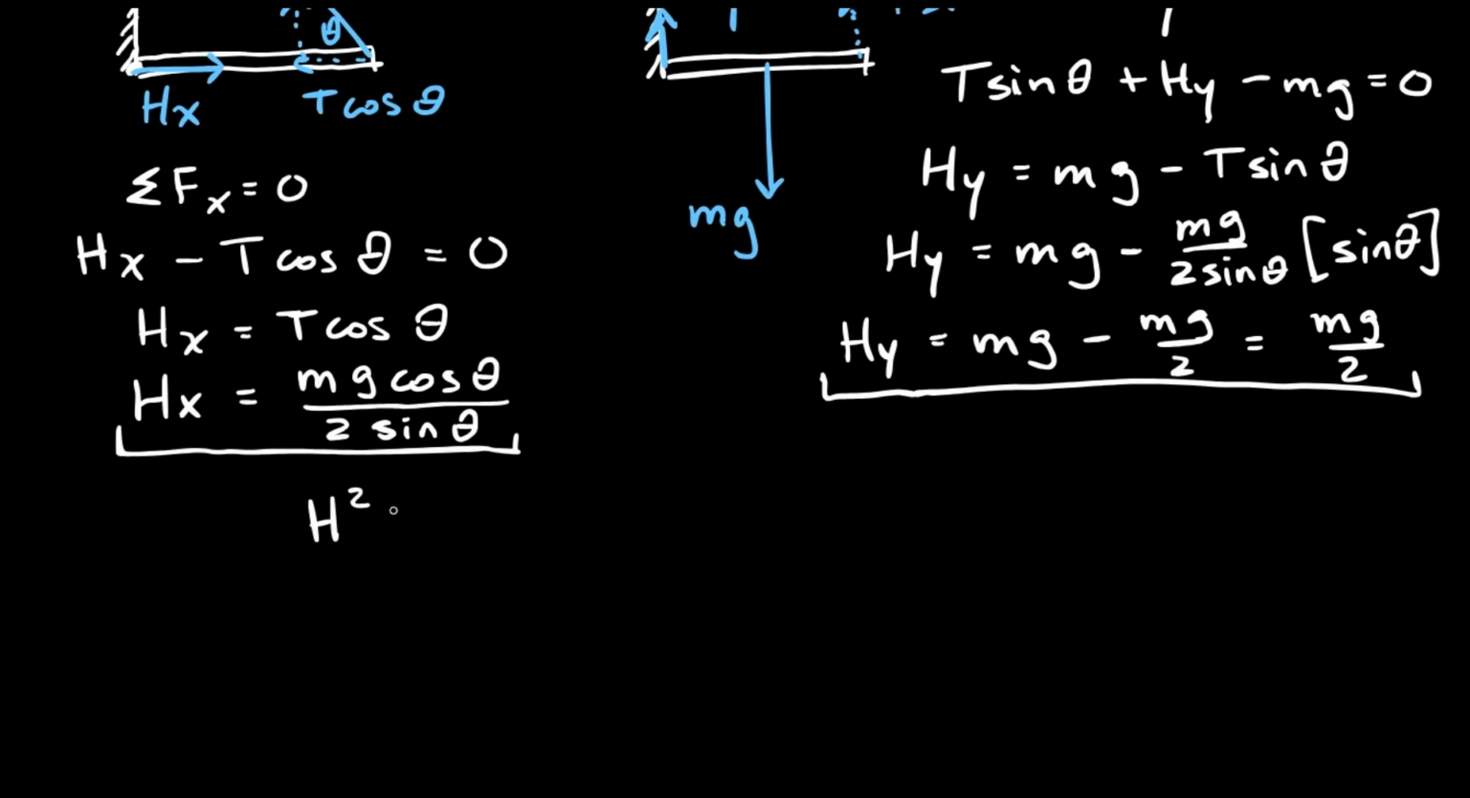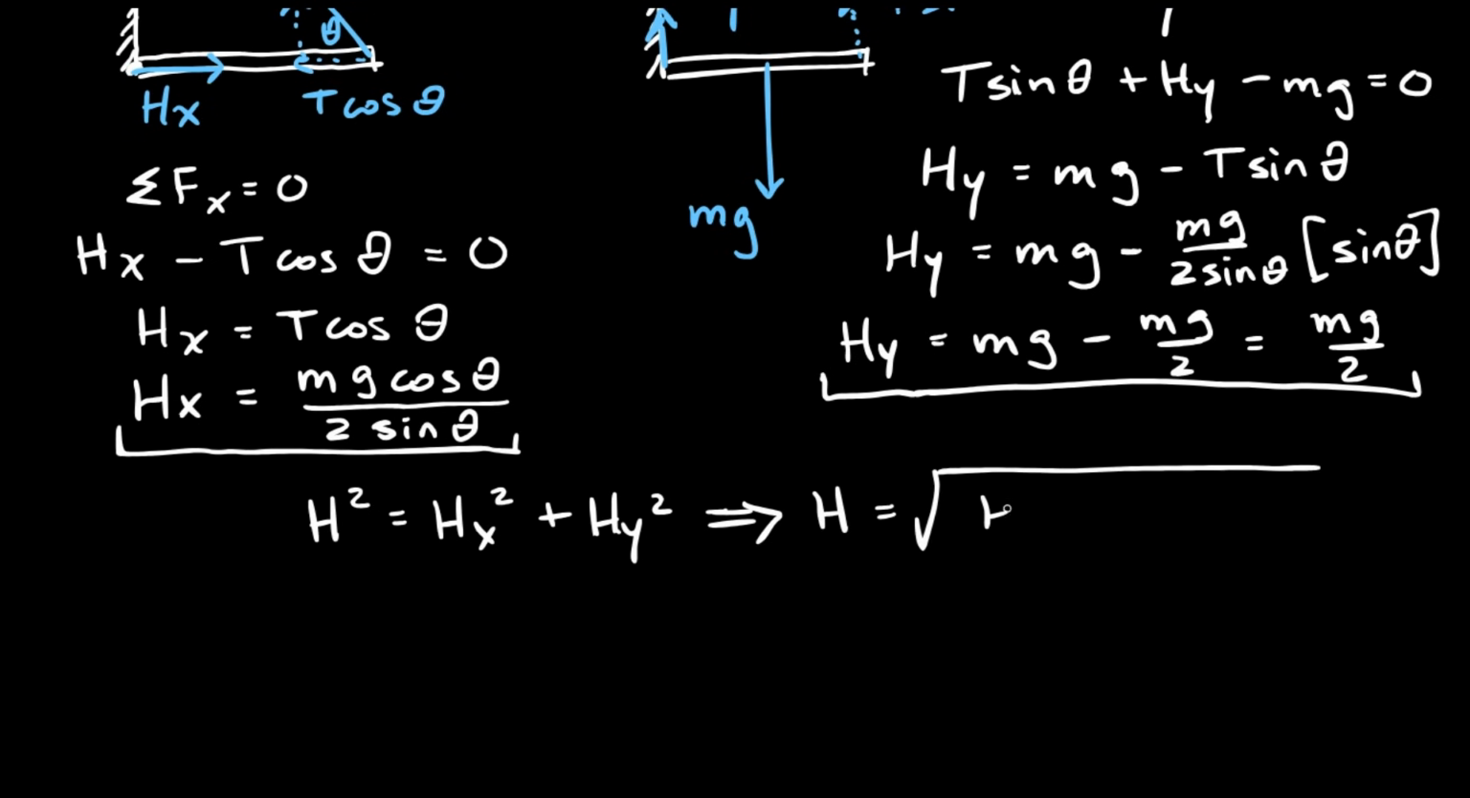Next, we're going to use the Pythagorean theorem to combine the two components, Hx and Hy, to find the magnitude of the hinge force. So we have H squared is equal to Hx squared plus Hy squared. To solve for the hinge force, we can square root both sides. So the hinge force is equal to the square root of Hx squared plus Hy squared.